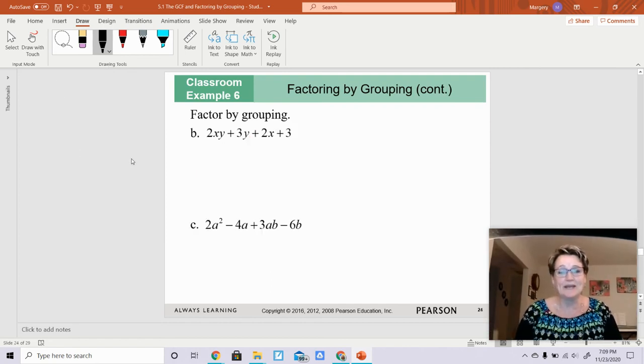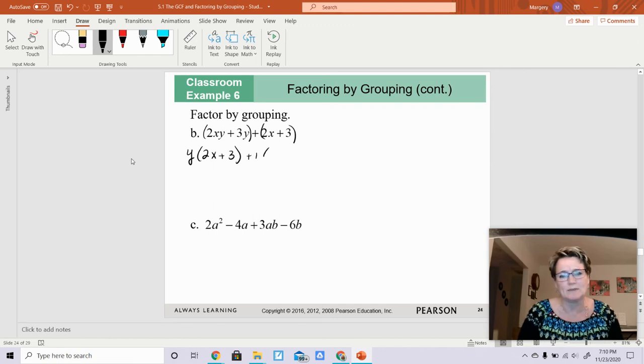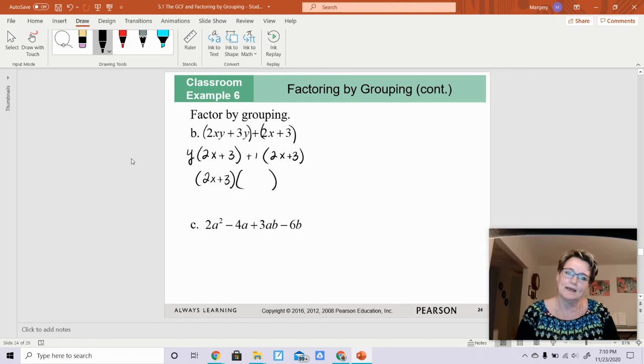All right, these 2 here, again, we grab these 2, you grab these 2. These 2 here, they share a y. So I'm going to take out a y. This one here doesn't share anything, so I like to see the 1, so I'm going to put the 1 there. Okay? Now, if you notice, they both share a 2x plus 3. Now, if I get rid of this 2x plus 3, I'm left with a y. If I get rid of this 2x plus 3, I'm left with a positive 1. And you're done.